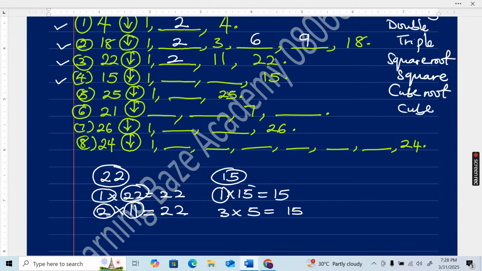We need to write it down from the smallest to the highest. So the next one after 1 will be 3. 3 is a factor of 15. Just go ahead and write down 3. Then the next one is 5. 5 is a factor of 15. Go ahead and write 5. 15 is a factor of 15. 15 has been written down. So a factor is a number that can divide another number without a remainder. So I hope you understand.